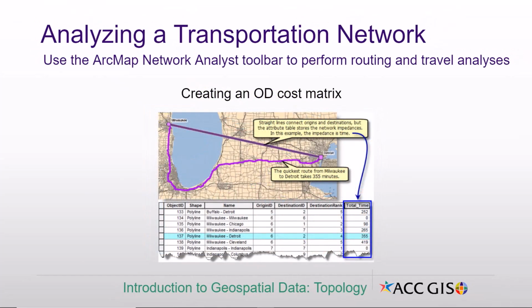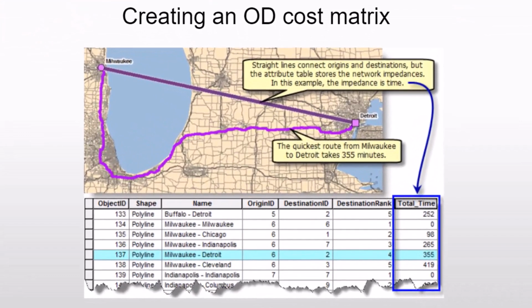Now, an origin destination cost matrix, or OD cost matrix, allows us to see the time it takes to traverse a network from each location to each other location that is on your map. So in this example right here, I have a bunch of different cities, including, for example, Buffalo, Detroit, Milwaukee, Chicago, Indianapolis, and then I've used a transportation network to calculate the transportation time between each of the destinations.